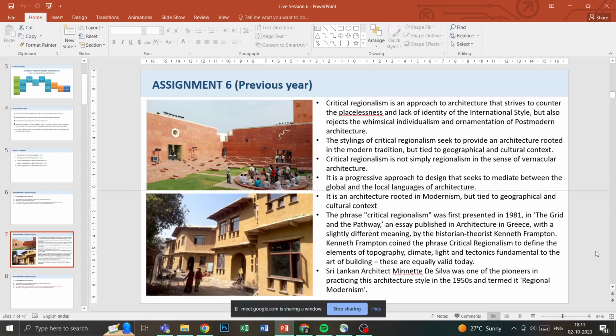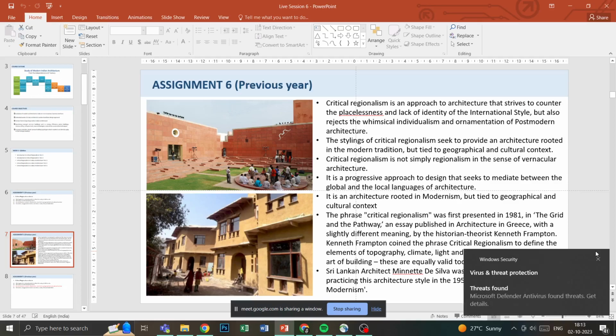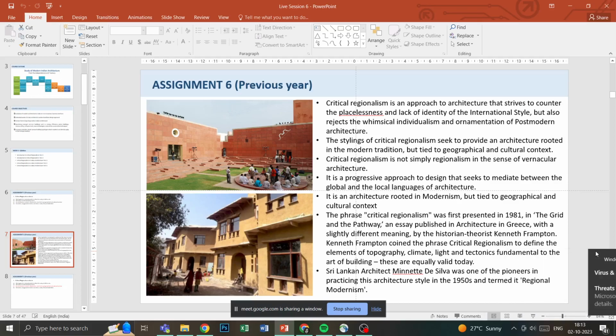So critical regionalism has its roots in modernism, but it does not follow ornamentation and other things just for the sake of creating an identity or individualism. Rather, critical regionalism uses the principles of modernity but also includes the culture and geography in the context. They use local materials, local passive techniques, and the elements that help in climate responsive architecture.